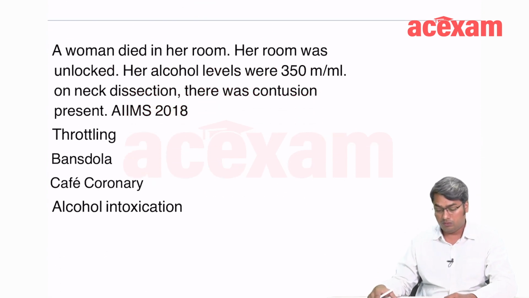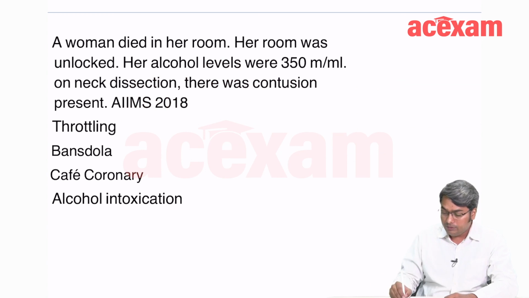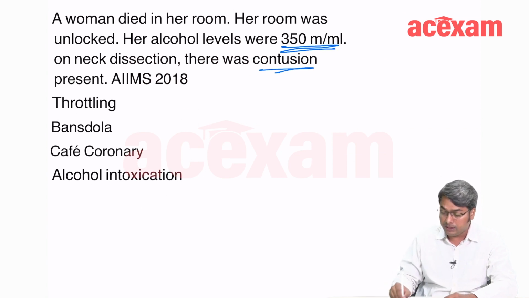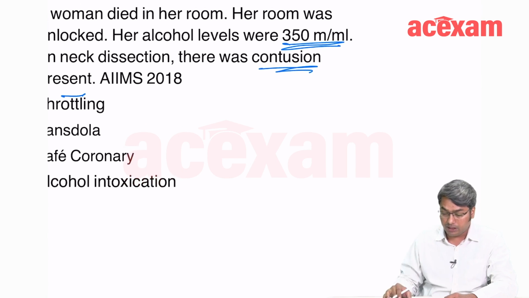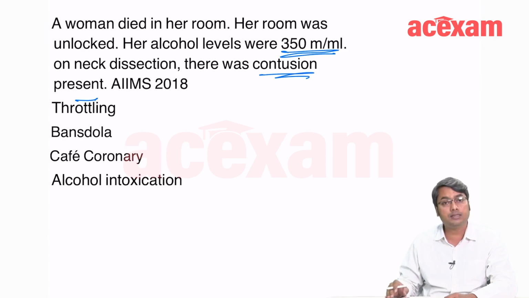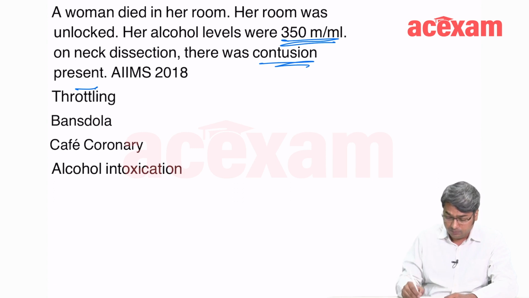A woman died in a room. Her room was unlocked. Her alcohol levels were 350. It is too high, and on neck dissection there was contusion present in the neck. Now, contusions are externally present. We just discussed in the case of manual strangulation, so it can be present in manual strangulation or throttling.